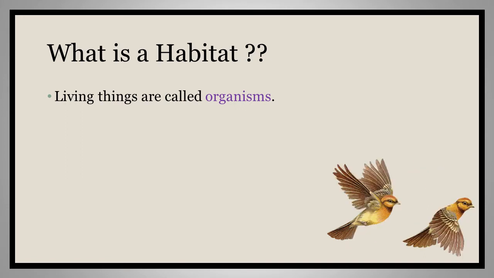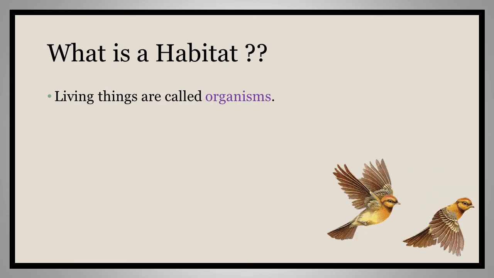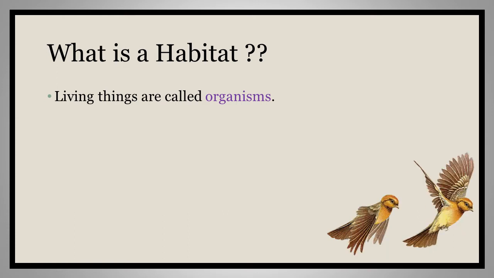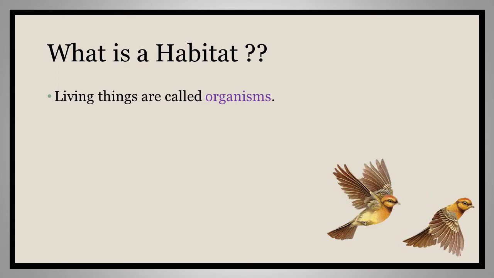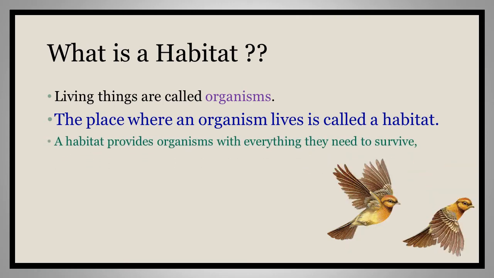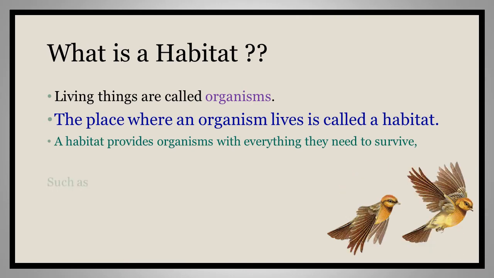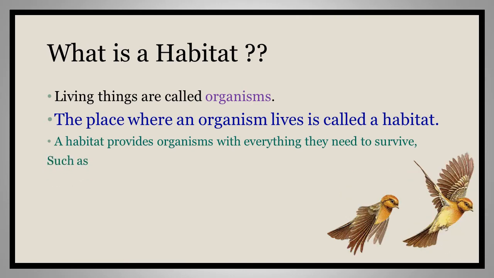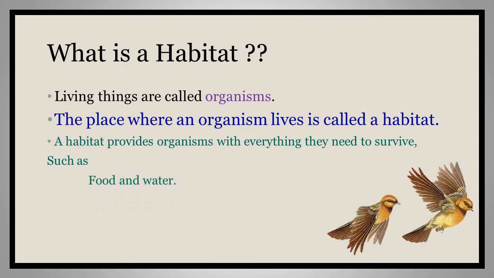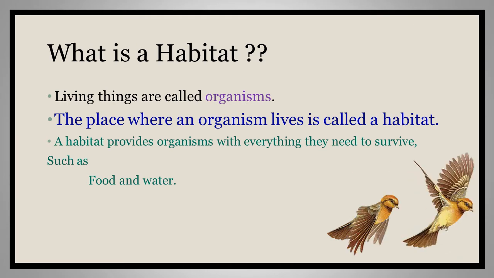Children, can you tell me what is a habitat? Before going to that, we will learn about what is an organism. So, living things are called organisms. The place where an organism lives is called a habitat. A habitat provides organisms with everything they need to survive, such as food and water, and it is also a place for them to live and reproduce.